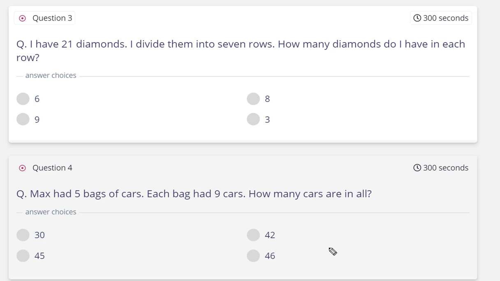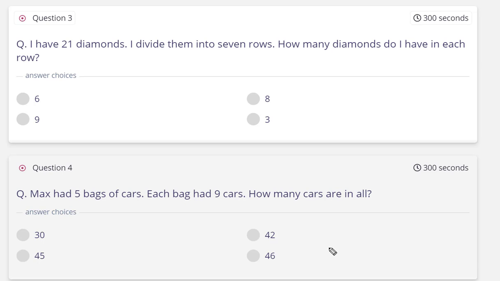Rida Ali? Yes! The next question: I have 21 diamonds. I divide them into 7 rows. How many diamonds do I have in each row? It's clear that we are dividing them into 7 rows. So 21 divided by 7. Yes, 3. Thank you.